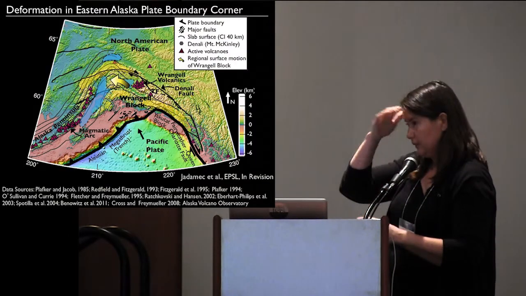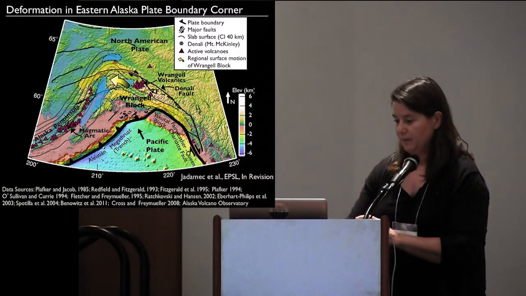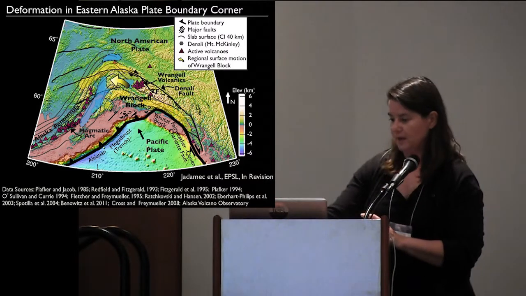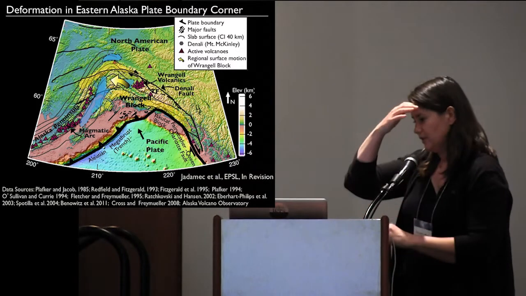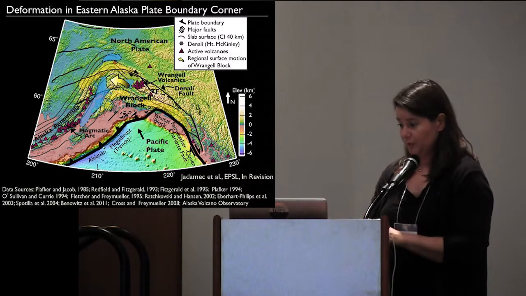So then it's like, oh, but Alaska has a flat slab, but you're saying you have this decoupling and weakened mantle wedge, so that doesn't really make sense. How can you be driving deformation in South Central Alaska? So that's what I'm going to show you, some surface deformation results.